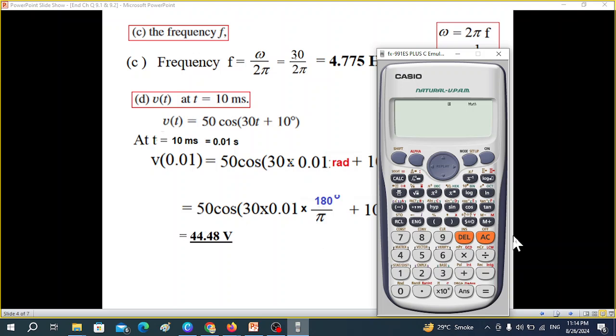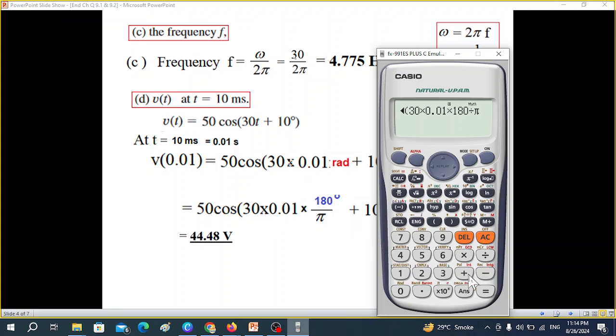So now we can calculate 50 into cosine bracket, already given 30 into 0.01 into 180 divided by pi, divided by shift pi. So this portion is done.